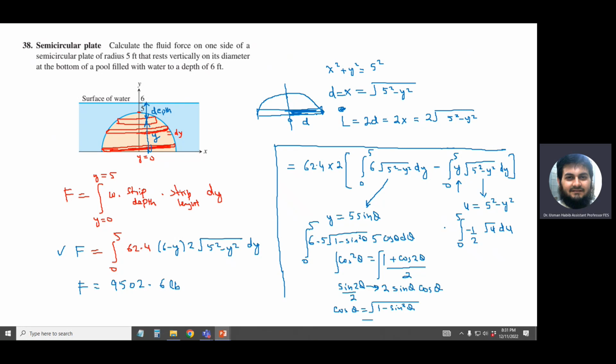So once you do all of this, use the definite integral, and you're going to get the answer 9502.6 pounds. So please try it yourself, and if you don't get these answers, let me check your work, and I'll help you with that. Thank you very much.